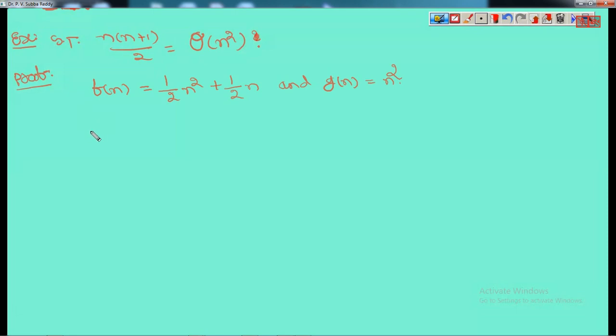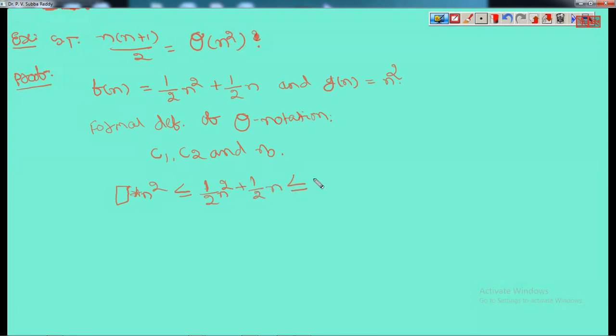Now according to the formal definition of theta notation, what do you need to find? If you find three positive constants C1, C2 and N0 such that C1 into G of N, where G of N is N square, is less than or equal to F of N, which is 1 by 2 into N square plus 1 by 2 into N, which is less than or equal to some constant into n square for all n greater than or equal to some other constant. Here you need to find the constants. Now can you guess what the values are? This value should be smaller than this. We have discussed the same type when we talked about big O notation.